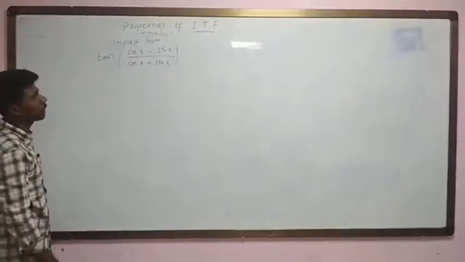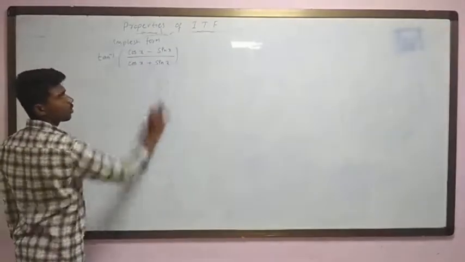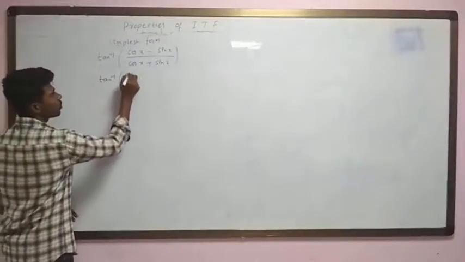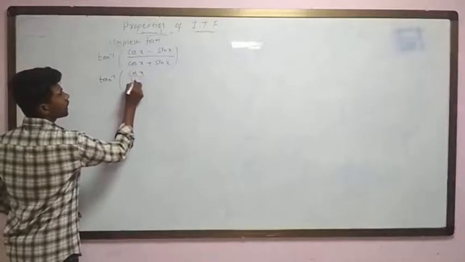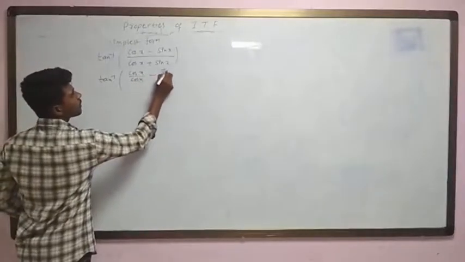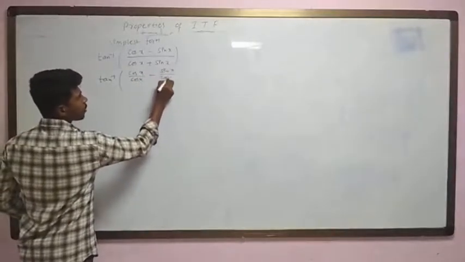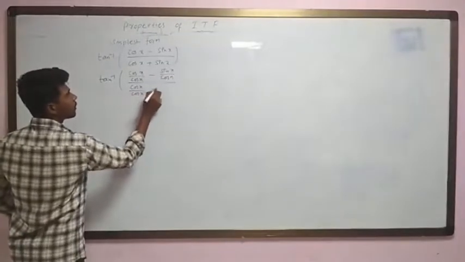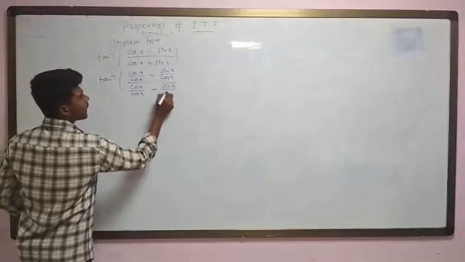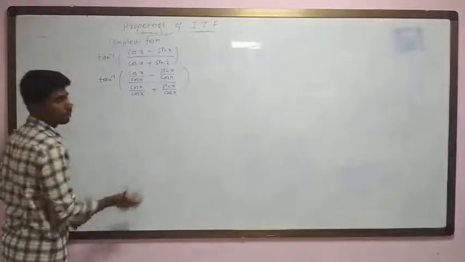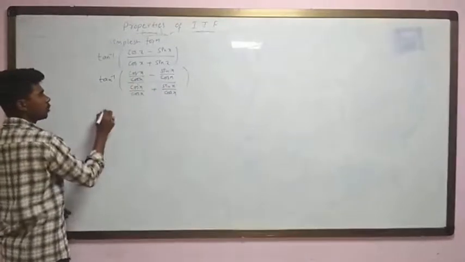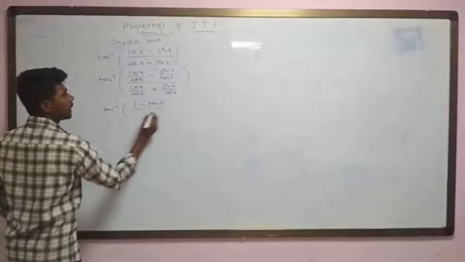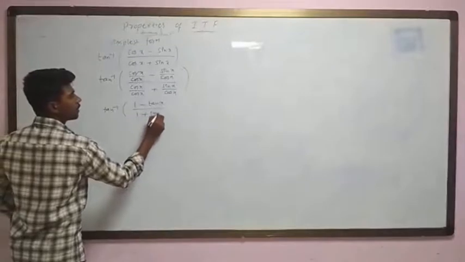So for that purpose, what I am doing, dividing everything by cos x. If I divide everything by cos x, what I get? Tan inverse of (cos x by cos x minus sin x by cos x) by (cos x by cos x plus sin x by cos x). Cos x by cos x is 1. So what I am getting? Tan inverse of (1 minus tan x) by (1 plus tan x).